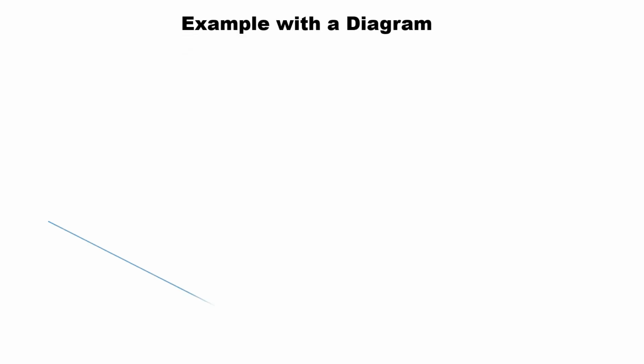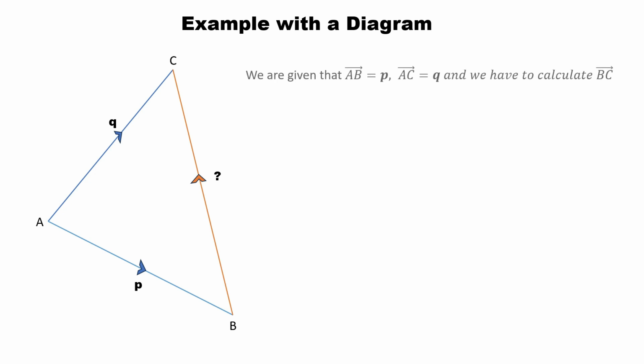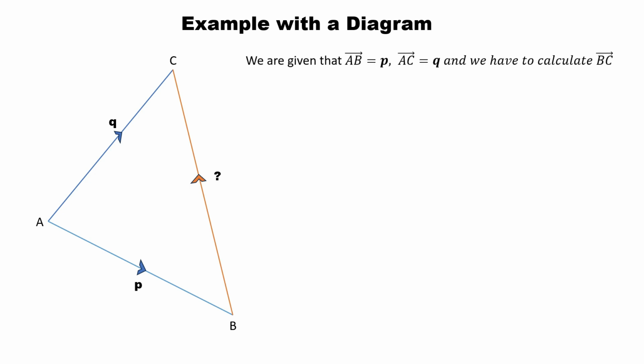Let us do another example with a vector diagram. Suppose we have a vector starting at point A, going to point B with value P, and we have another vector starting from point A to a point C with a value of Q. We can see that we can draw another vector from point B to point C, but the value is unknown, so we need to calculate it. So in this case, we have vector AB, which is equal to P, and vector AC, which is equal to Q, and we need to calculate vector BC.